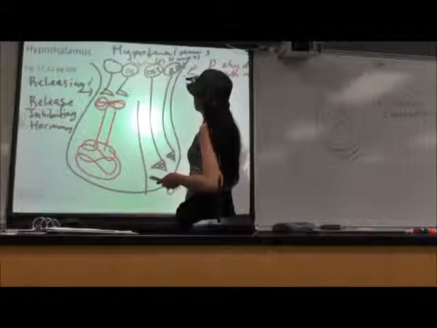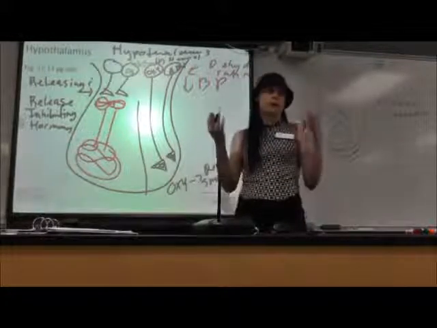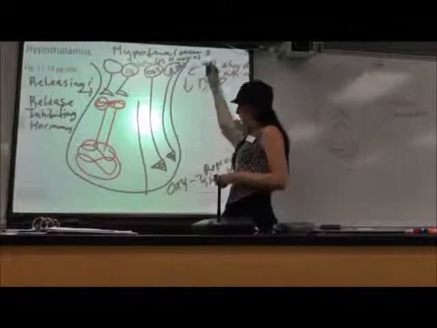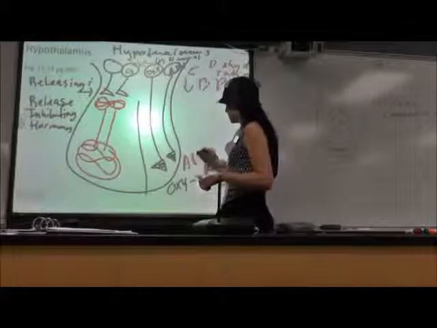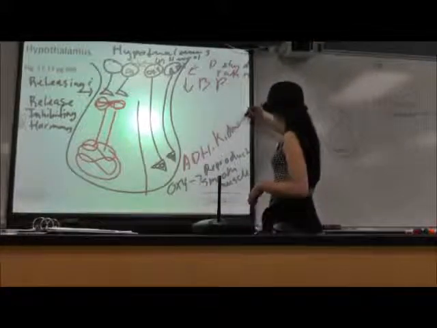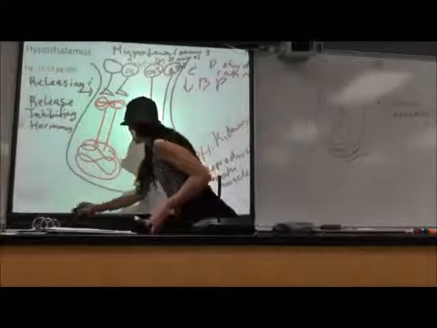Another thing that can stimulate its release is a drop in blood pressure. So if we've got a drop in blood pressure, we need to raise our blood volume, and we can do that by uptaking water. So antidiuretic hormone is released, and its target is the kidneys. And at the kidneys, it's going to stimulate the production of these things called aquaporins.